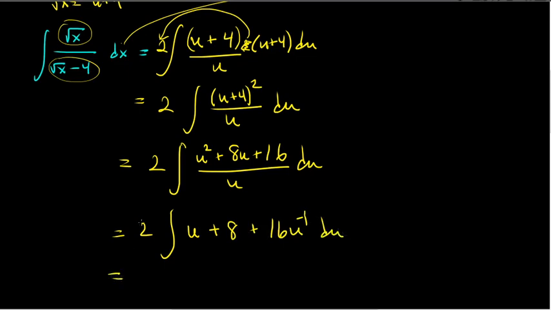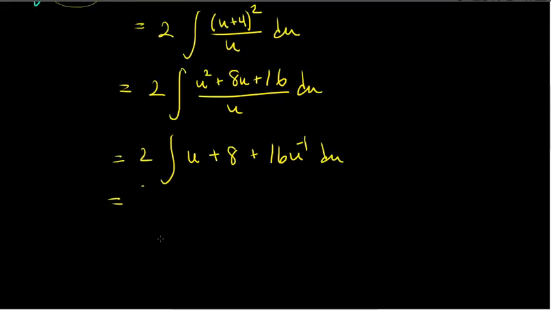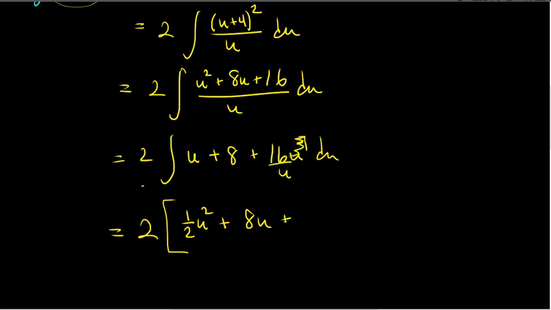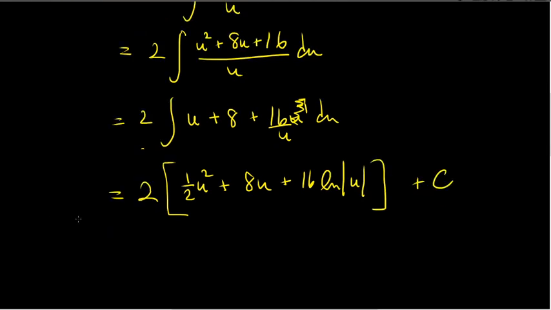And now just using the sum rule. I'm sorry. All right, so using the sum rule, the integral of u is 1/2 u squared. The integral of 8 is 8 times u. And the integral of 16 over u, maybe I should have left it like this, is just 16 times natural log of absolute value of u. Indefinite integral, so plus c.